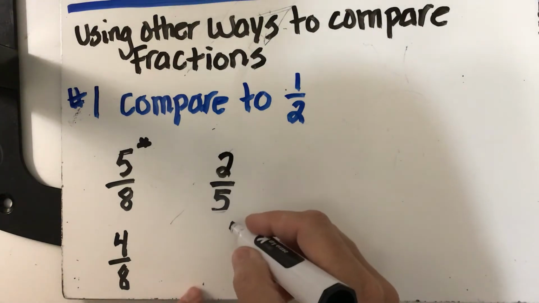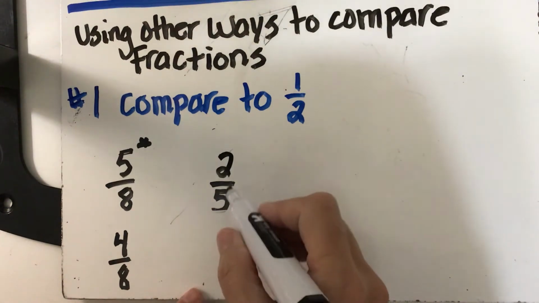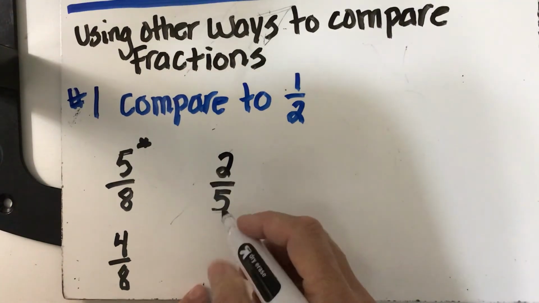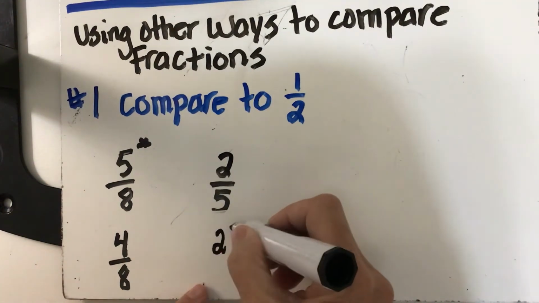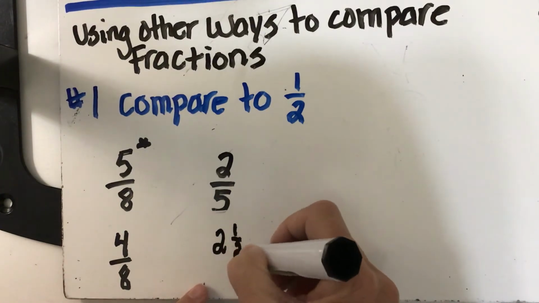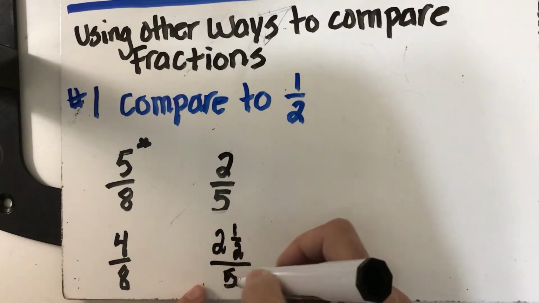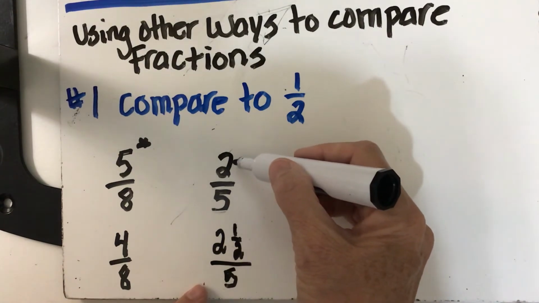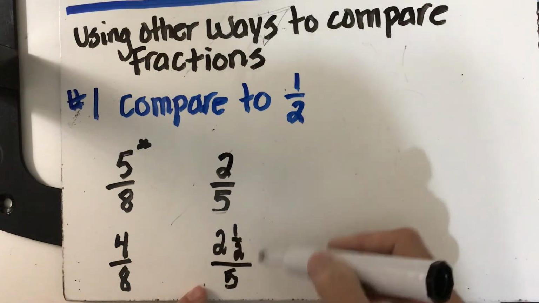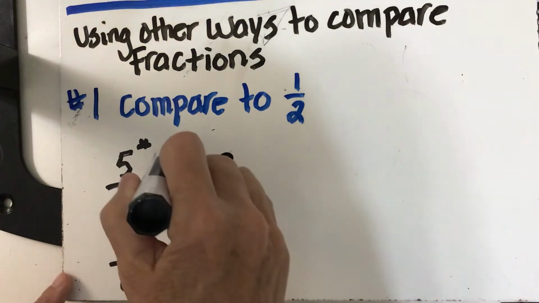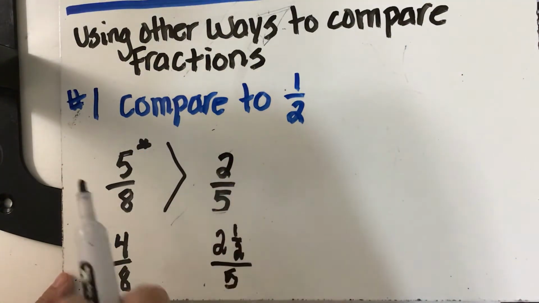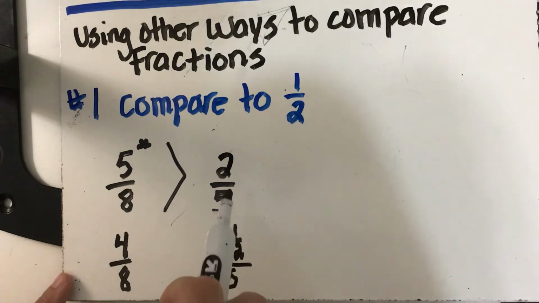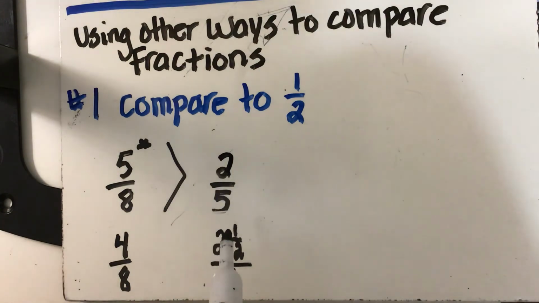Now let's look at the second one, 2/5. What is half of 5 in order for this to be an equivalent fraction of half? That would be 2.5. If I split 5 cookies into 2 parts, I'd have 2.5 fifths. And now let's look at the fraction we're working with. I only have 2/5, so I have less than half. This one is greater than the second one. 5/8 is greater than 2/5 because 5/8 is greater than a half and 2/5 is less than a half.